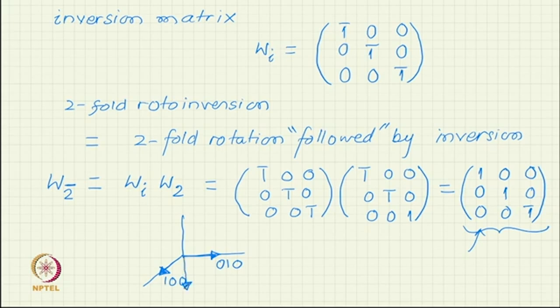Which operation will do that? Reflection in the plane. So this is equivalent to mirror in the, you can say, 001 plane passing through the origin. Okay. So that is a matrix way of seeing that the two-fold roto inversion is nothing but a mirror plane perpendicular to the rotation axis.